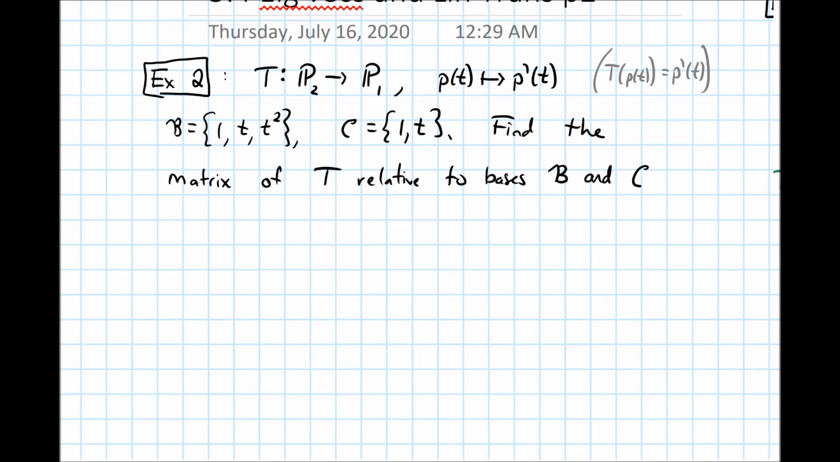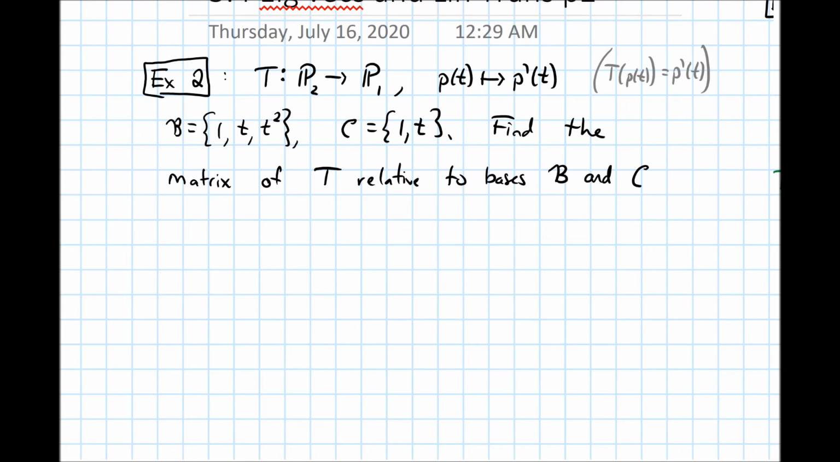Okay, so for this next example, let T be a transformation from P2 to P1. What the transformation does is it takes in a polynomial, p of t, and it outputs the derivative, p prime. Well, I've written that in another way here. When I plug p of t into T, my transformation, what that equals is the derivative, p prime of t. So I'm going to let B be the standard basis for P2. So that has 1, t, and t squared in it. And then C is going to be the standard basis for P1, for this codomain. And that contains 1 and t.